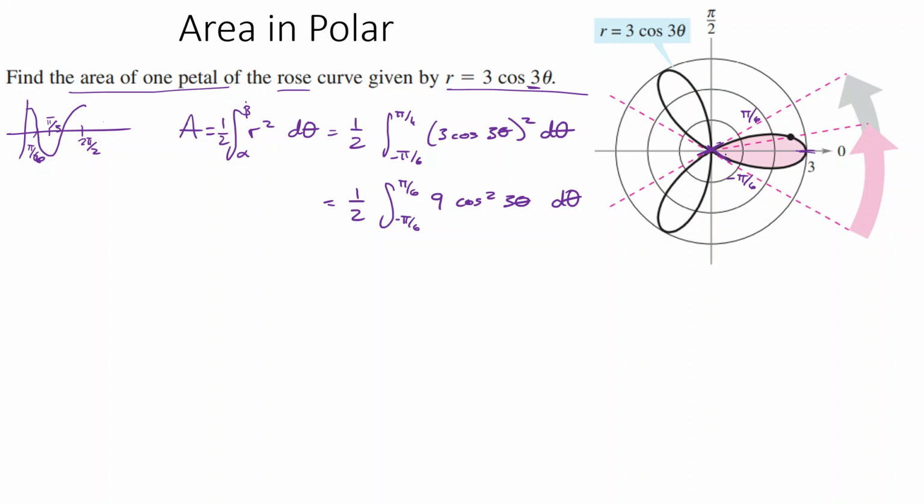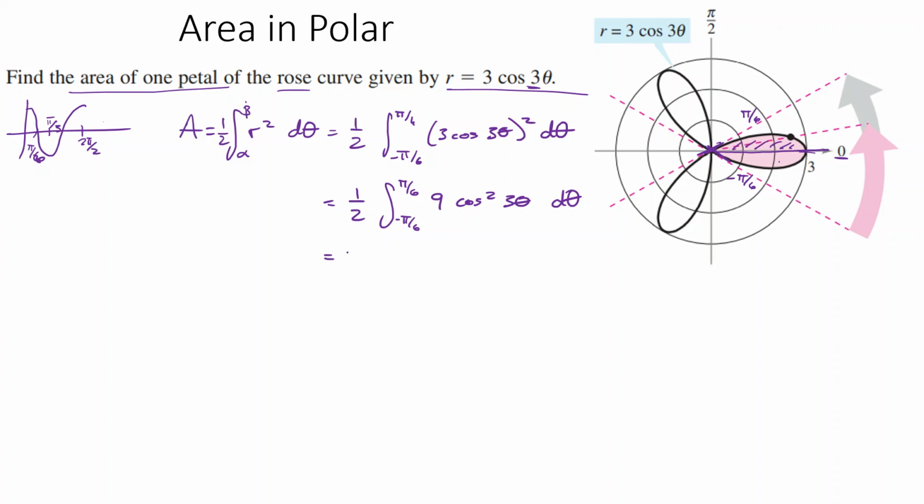All right, now there's a trick here. This rose, this petal is symmetric, right? The top half matches the bottom half. So one thing we could do is say, okay, well, let's go from angle 0 to pi over 6 and then just double it, because that would be this area. Just doubled would be the whole thing.